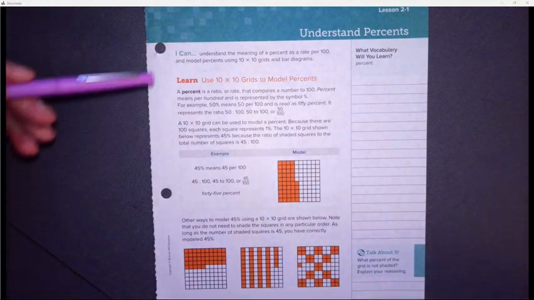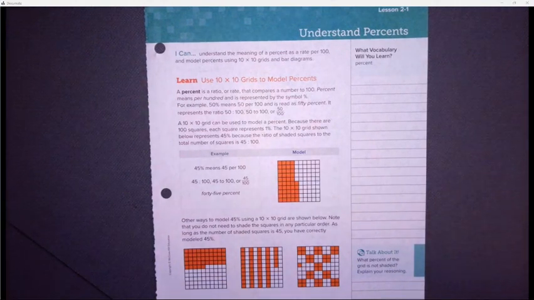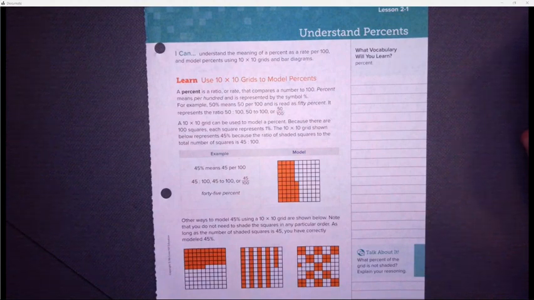So into our learn section here, we see a percent is a ratio or rate that compares a number to 100. Percent means per 100 and is represented by this symbol right there. For example, 50% means 50 per 100 and is read as 50%. It represents the ratio 50 to 100 or 50 over 100.